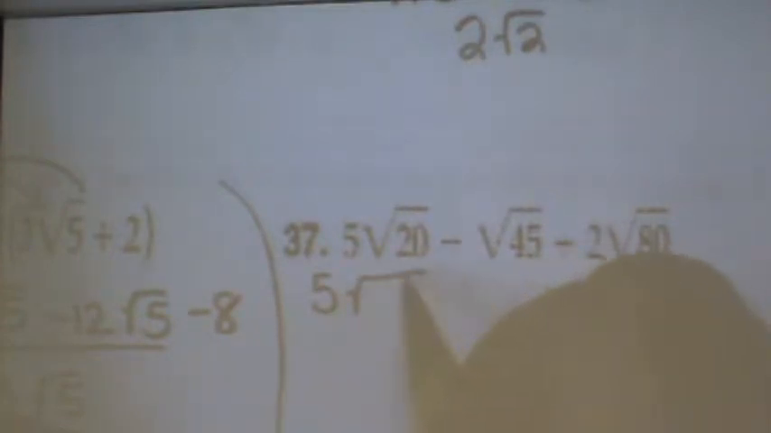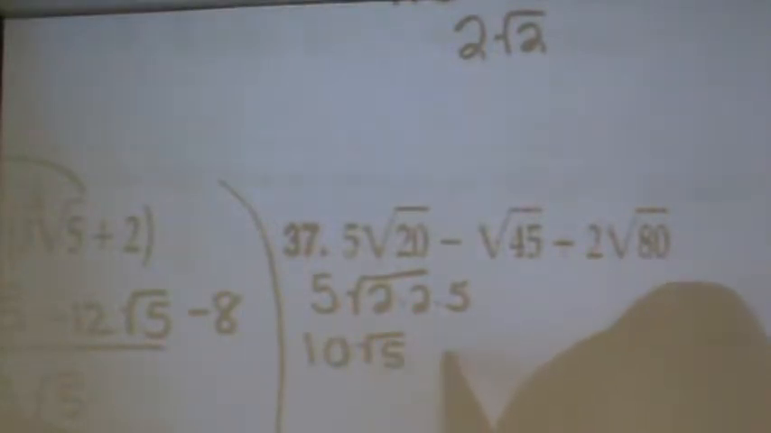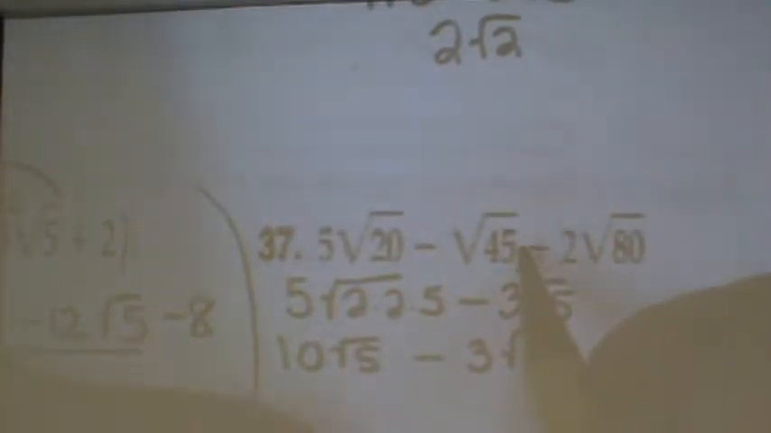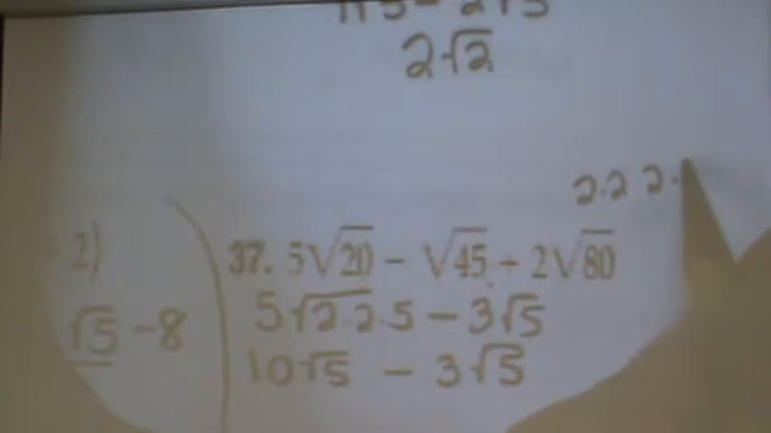37, you're going to simplify. 20 is 2 times 2 times 5, so this would be 2 times 5 is 10 root 5. Then minus, this is going to be 3 times 3 times 5, so minus 3 root 5. Because you have a 9 times 5, you take out the 3. And this is going to be 8 times 10.